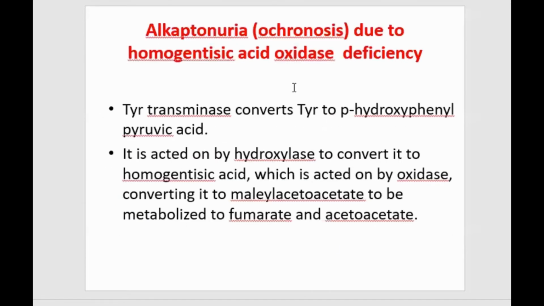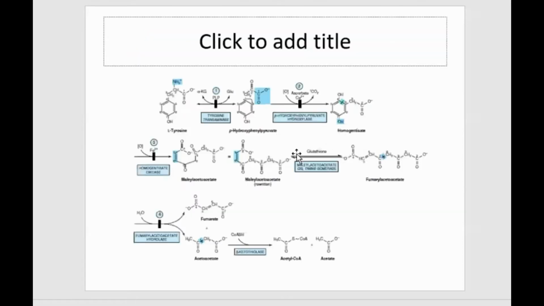Alkaptonuria may even be associated with ochronosis due to homogentisic acid oxidase deficiency. Tyrosine transaminase converts tyrosine to para-hydroxyphenyl pyruvic acid, which is acted upon by para-hydroxyphenyl pyruvate oxidase, which requires copper, ascorbate and oxygen. So it is converted to homogentisic acid, wherein there is an intramolecular rearrangement.